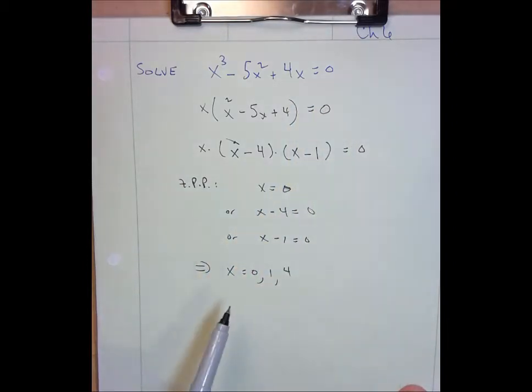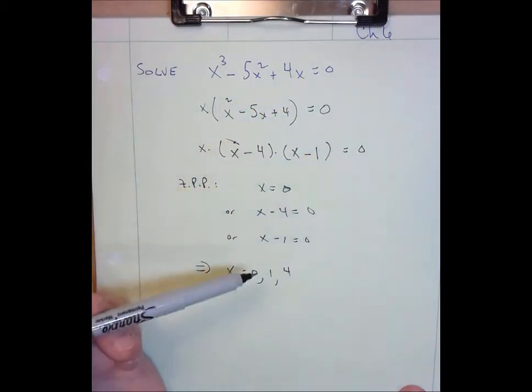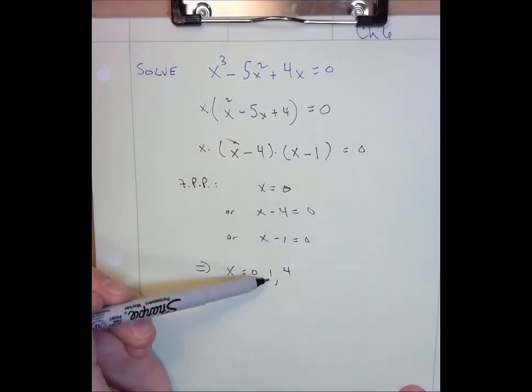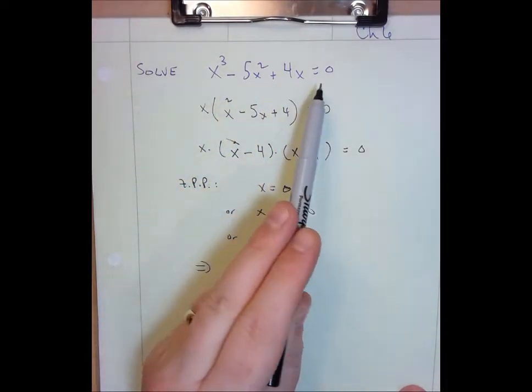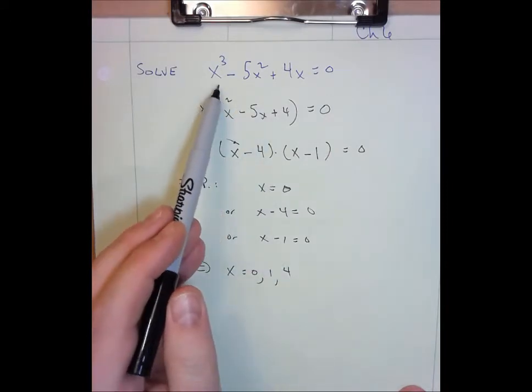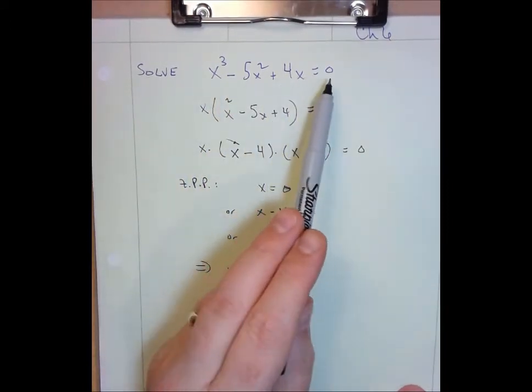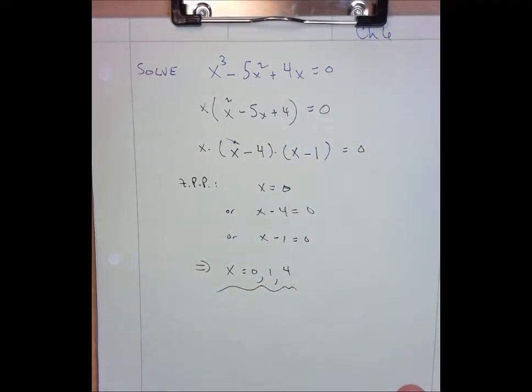And you can try it if you want to check these. If I plug in x equals 0, it's pretty certain that turns into 0. If I plug in x equals 1, I will have 1 minus 5, which is negative 4, plus 4, 0 again. And you can check the 4 if you want to. Plug in a 4 up here, and that will also produce a 0. So these are our solution values.